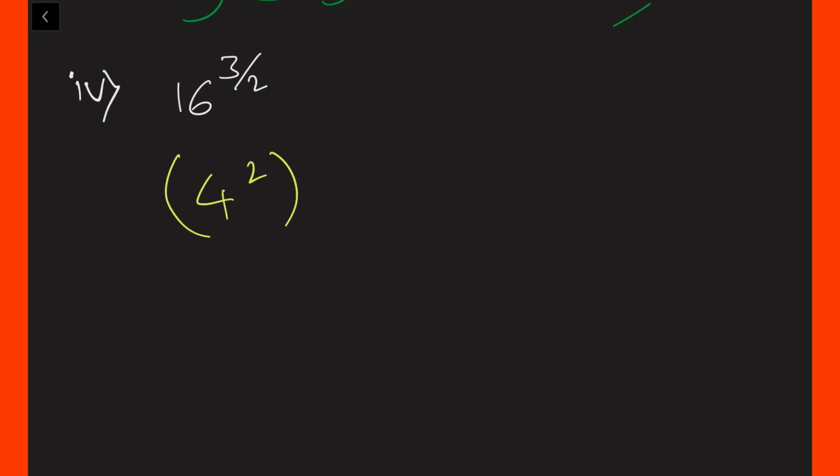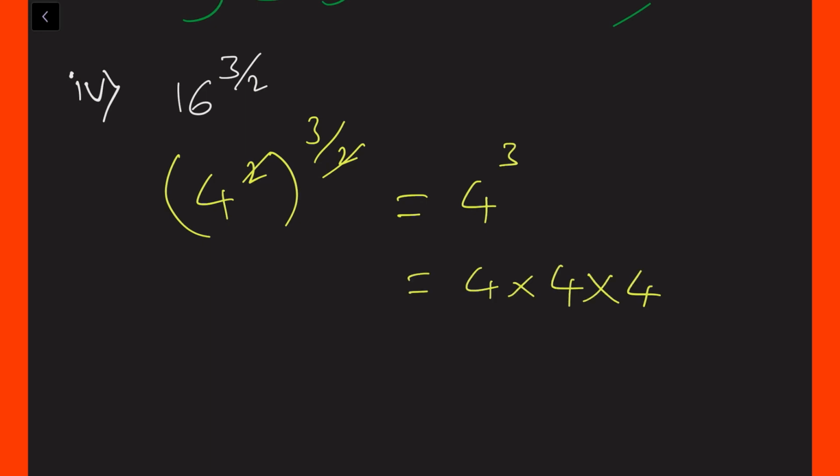Next, fourth question. We have the question as 16 power 3 by 2. Now here there is no need to do prime factorization, because 16 everyone knows this number very well. 4 square whole power 3 by 2. 2 will get cancelled, then we remain with 4 power 3. 4 power 3 is nothing but 4 into 4 into 4. 4 4s are 16, 16 4s are 64.